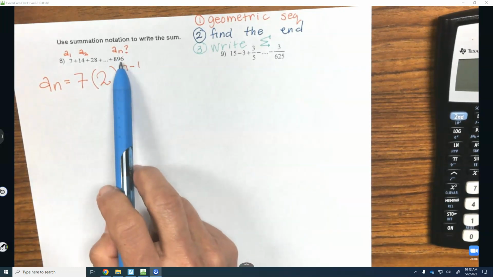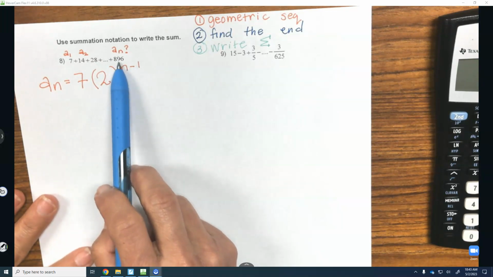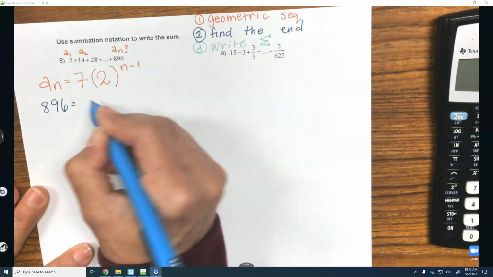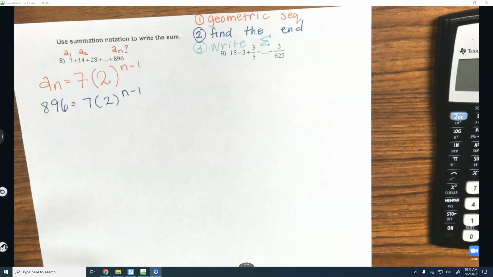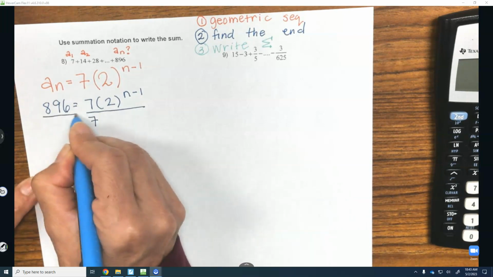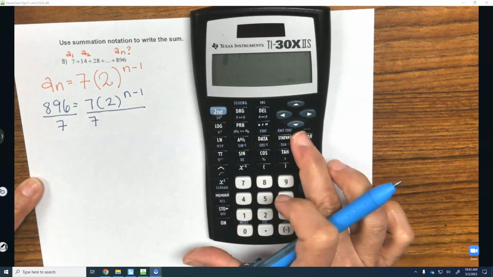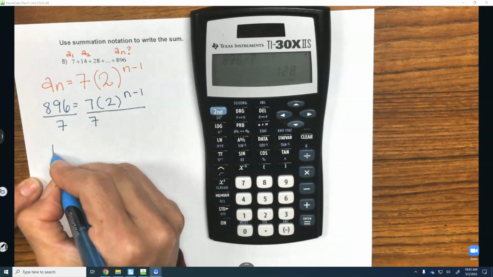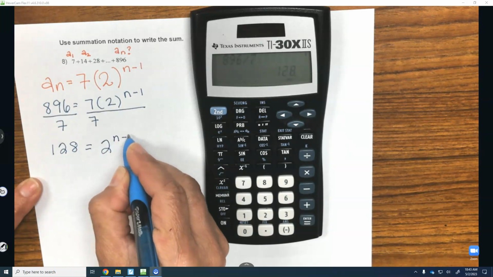This is where we're going to stop, but I don't know what place value 896 is. So we're going to replace 896 with a sub n. So 896 is going to go right here. And we are going to solve to figure out what place it's in. So let's go ahead and get rid of that 7. Let's divide both sides by 7. Do this on your calculator. So 896 divided by 7 is going to be 128. So 128 is going to equal 2 raised to the n minus 1.